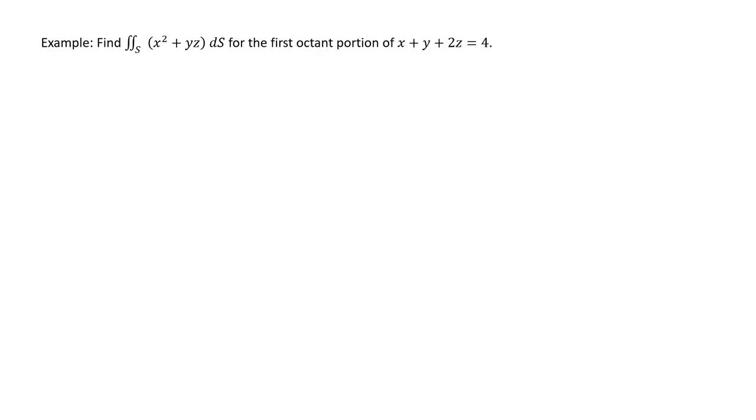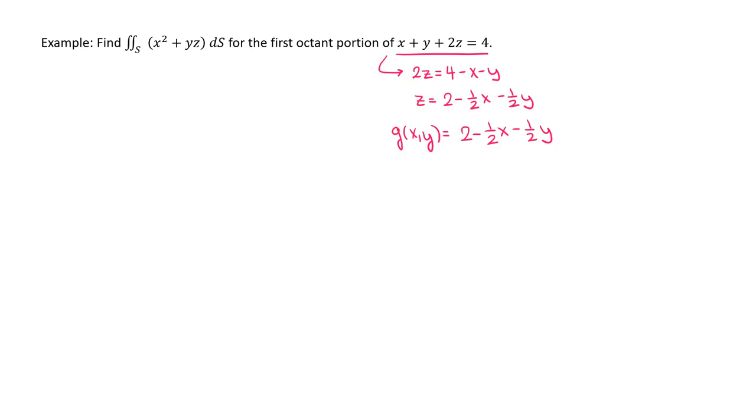All right, so how does this work? Let's see if we can compute the integral of x squared plus yz for the first octant portion of the plane x plus y plus 2z equals 4. So the surface that we're given, I'm going to go ahead and solve it for z. The surface that we're given is our plane. So that is z equals 2 minus 1/2 x minus 1/2 y. So that's what we're calling g. That's the surface we're integrating over.